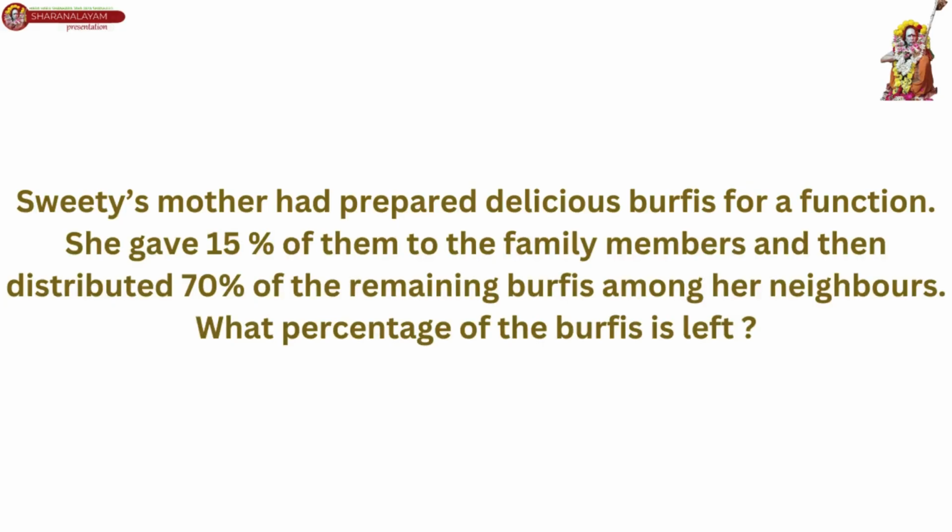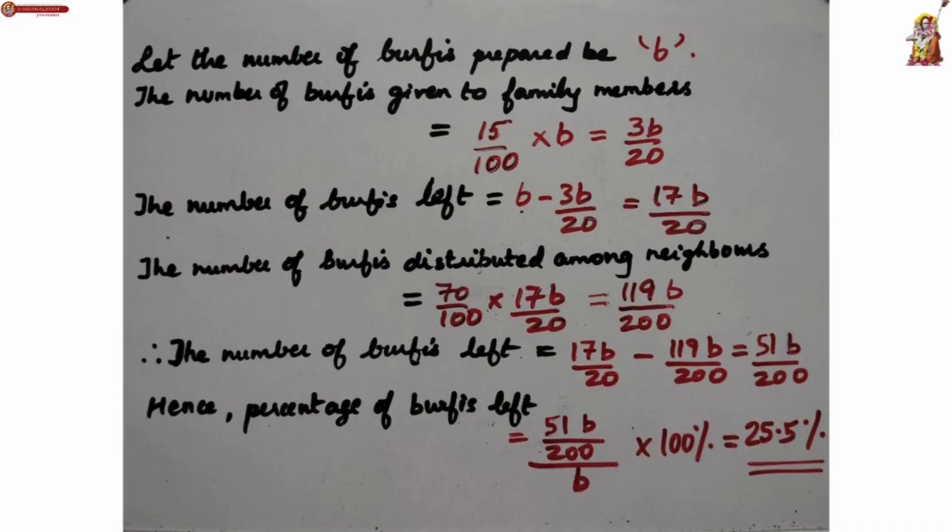Sweetie's mother had prepared delicious burfis for a function. She gave 15% of them to the family members and then distributed 70% of the remaining burfis among her neighbors. What percentage of the burfis is left? Let's see. First method. Let the number of burfis prepared be B.